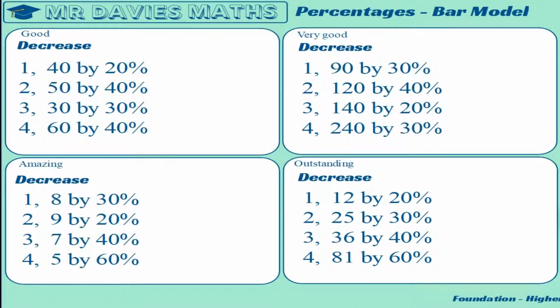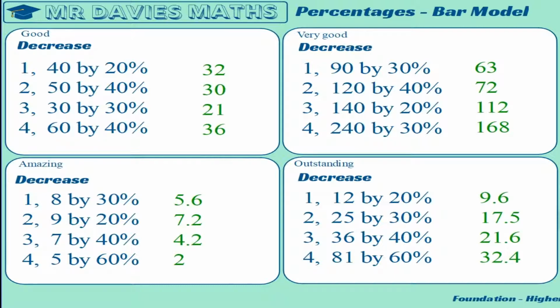Okay, your turn. Draw these out. Get rid of the boxes this time and figure out the new total. Pause the video here and I'll put the answers on the board in a short while. Good luck. Okay, here come the answers. Give them a tick, give them a cross. Hopefully you've got a new total and it's one of these.